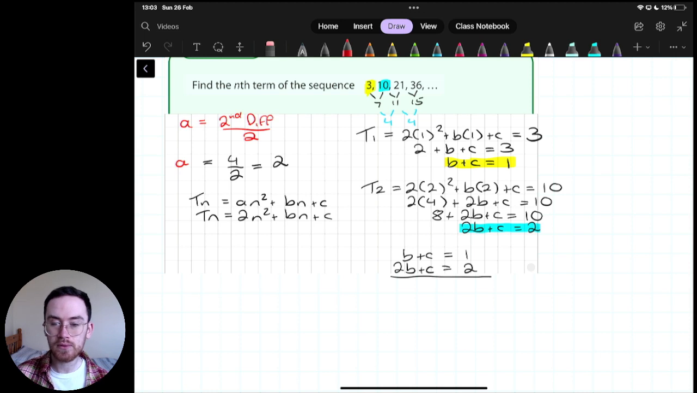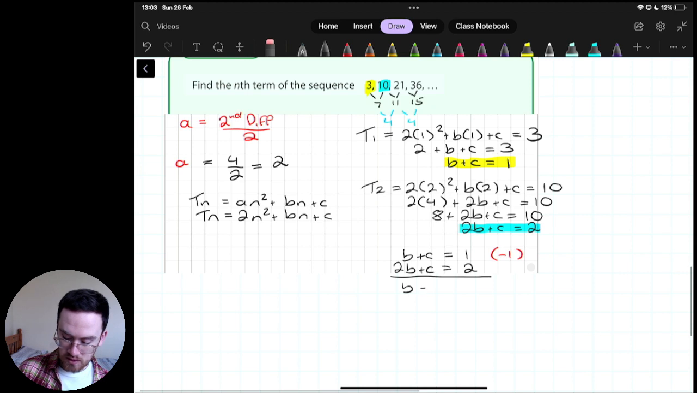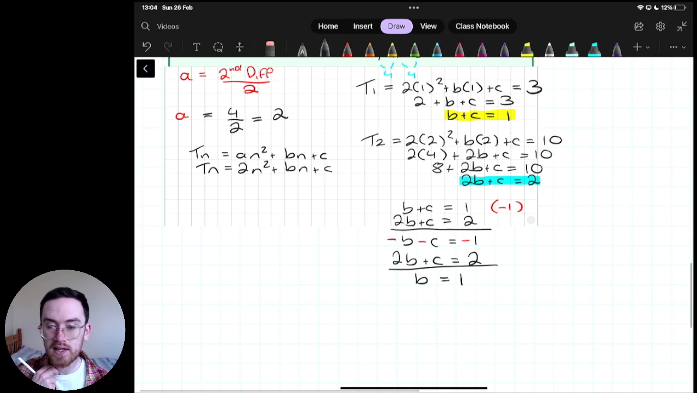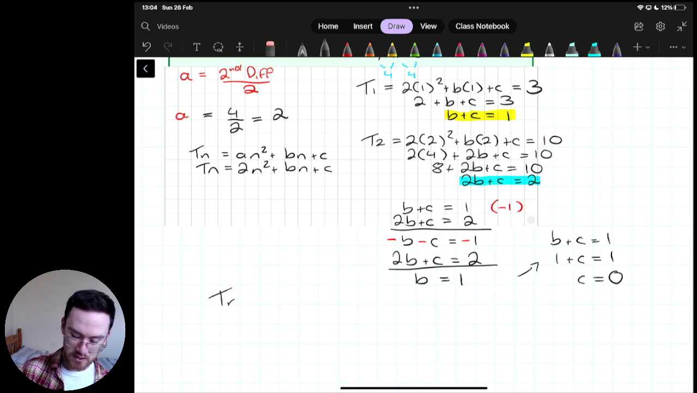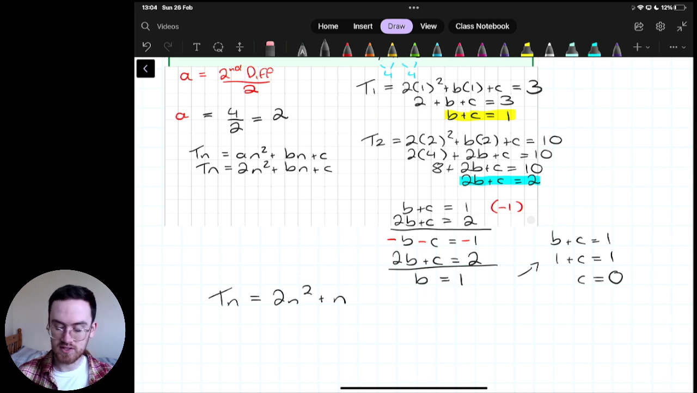Lovely. Okay, then same as we did the last time, if we multiply one of the equations by -1, that will make it easier for us just to eliminate one of the variables, one of the letters. So minus b minus c equals -1. 2b plus c equals 2. B is equal to 1. Okay, so we get b is equal to 1. We sub that back in. B plus c is equal to 1. So 1 plus c is equal to 1, which makes that c then is equal to 0. So our answer for Tn is 2n squared plus bn, which is just 1, so plus n, and plus 0 if we wanted to. And that's our overall answer for Tn.